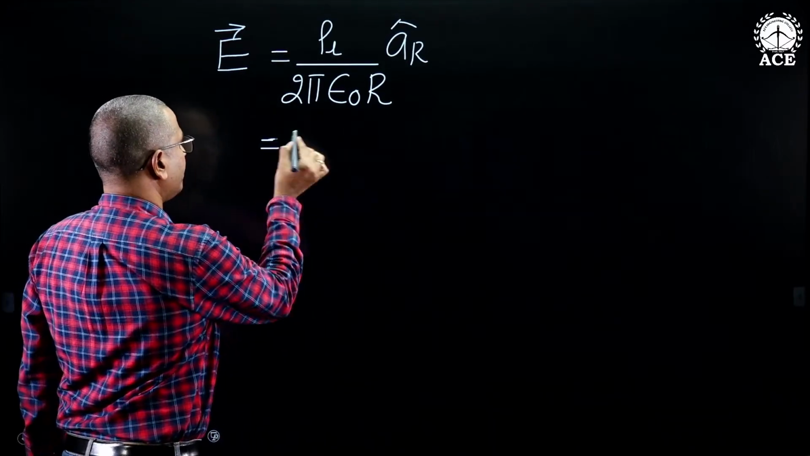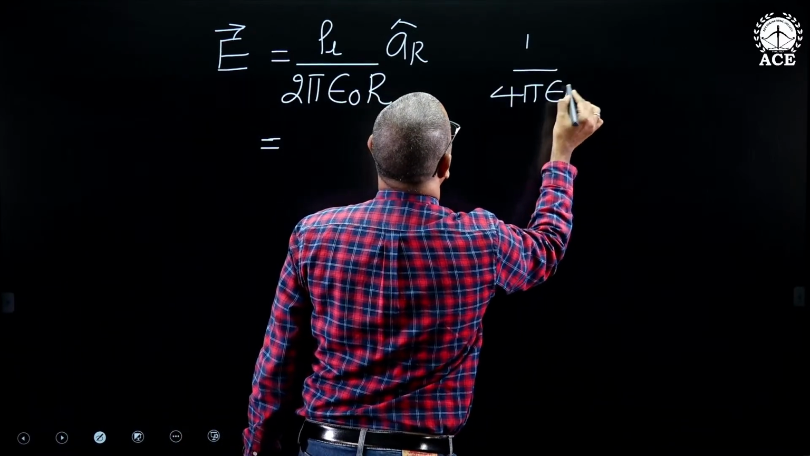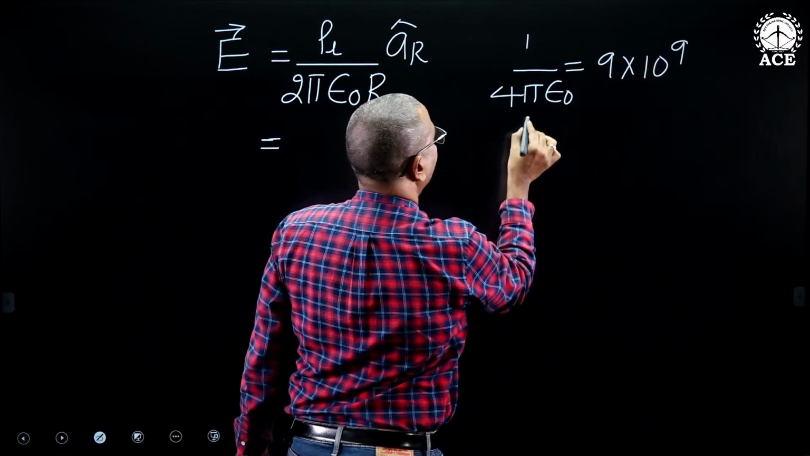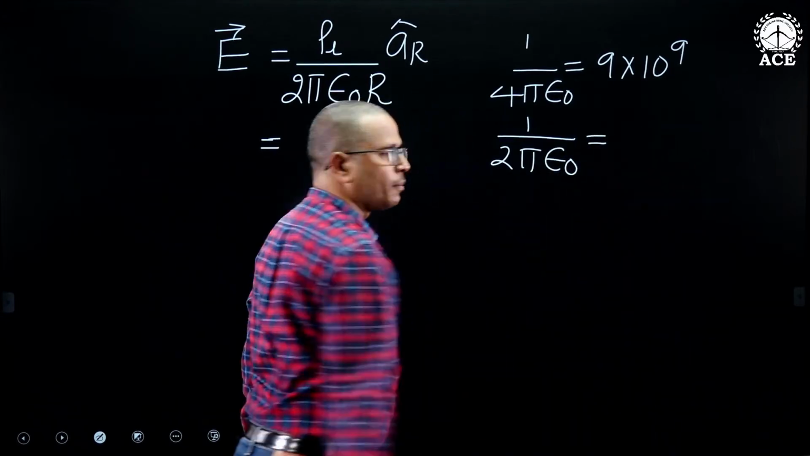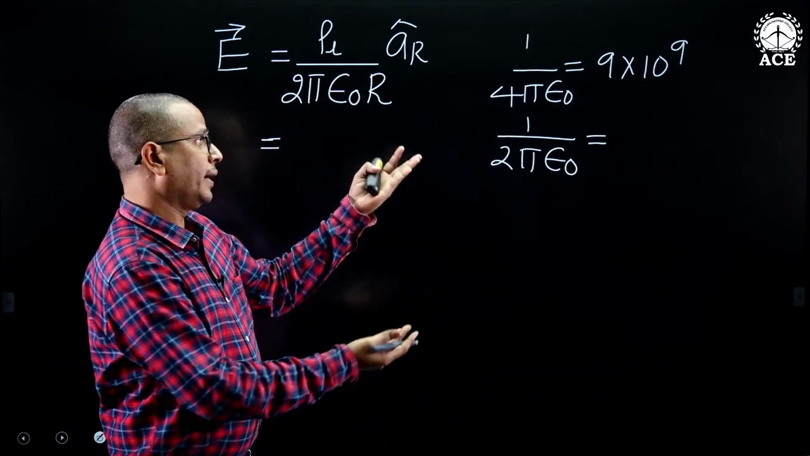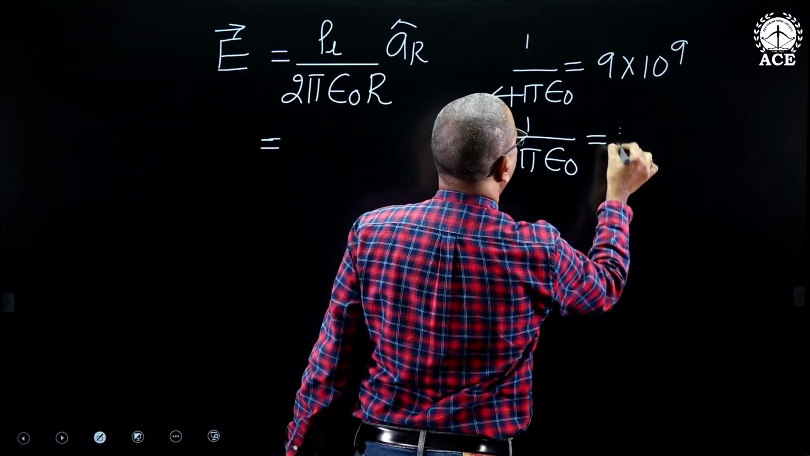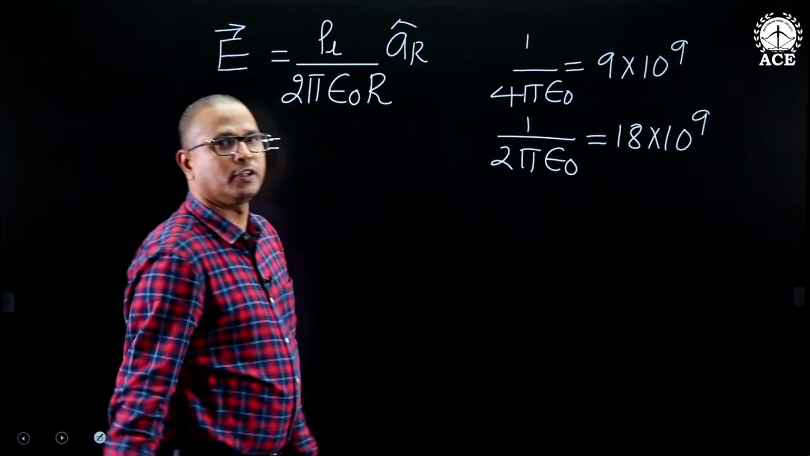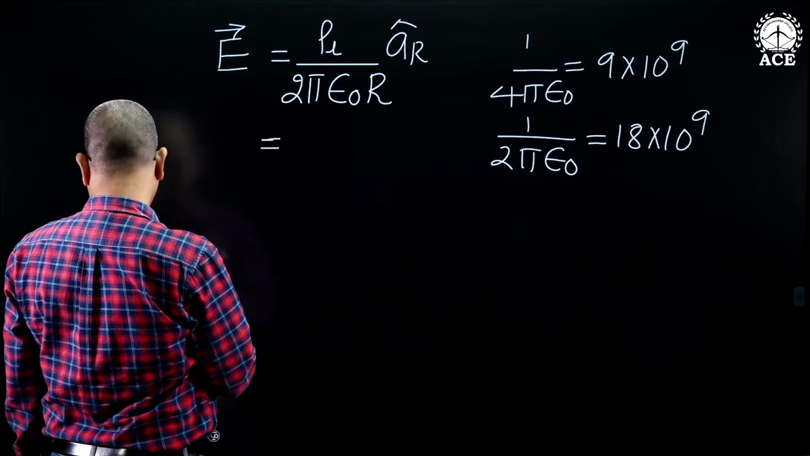Dear students, you tell me, we have 1 by 4 pi epsilon naught value as 9 into 10 to the power of 9. Now I need 1 by 2 pi epsilon naught. It is twice, 2 times of this. It is 18 into 10 to the power of 9. This ready-made value you can use. Okay? So what is that? I am writing here.